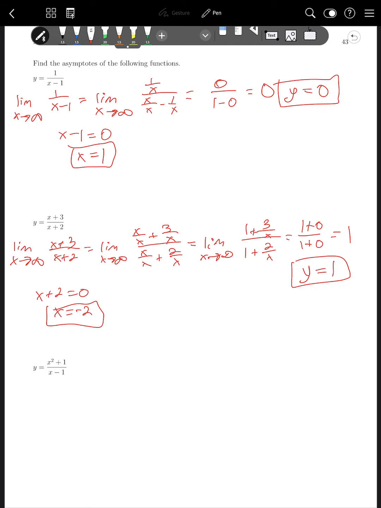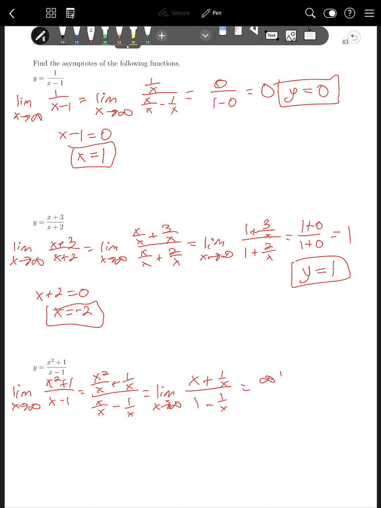And then for the last one, the limit as x approaches infinity of x squared plus 1 over x minus 1 is x squared over x plus 1 over x, over x minus 1 over x. Sorry, I forgot the limit in the last step, but I'll just add it in here. That's x plus 1 over x, over 1 minus 1 over x. So that's infinity plus 0 over 1 minus 0. So that's infinity, which means we're going to have an oblique asymptote.